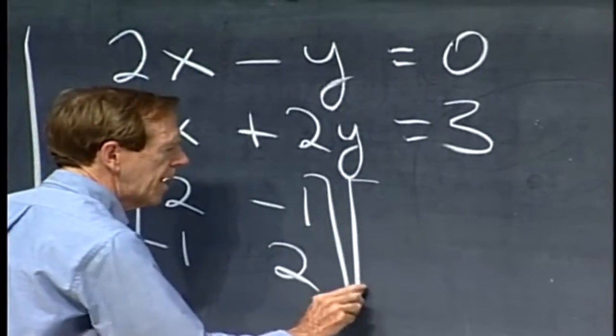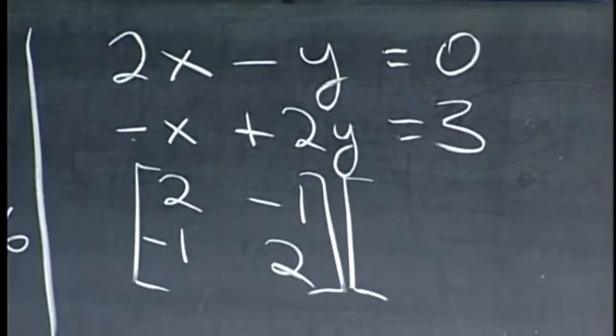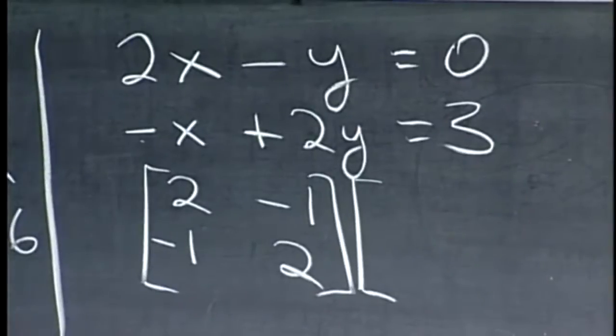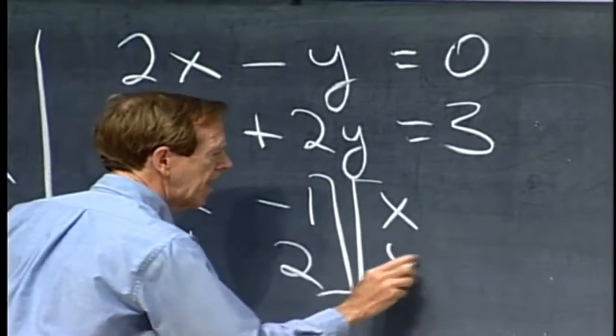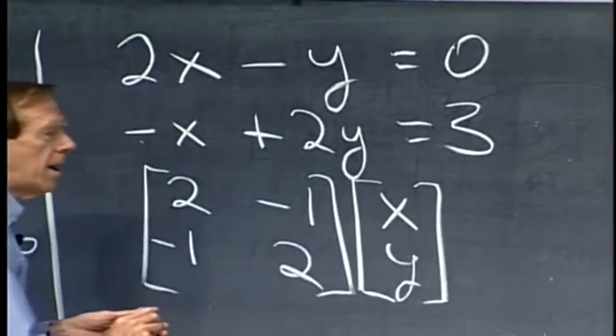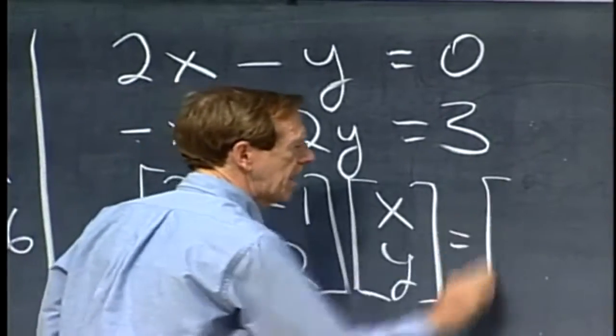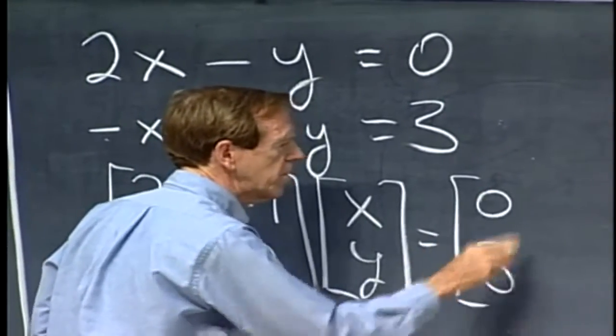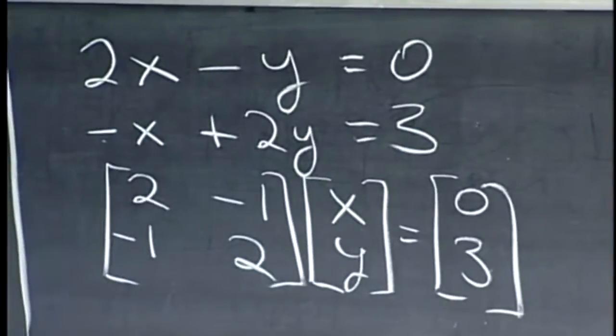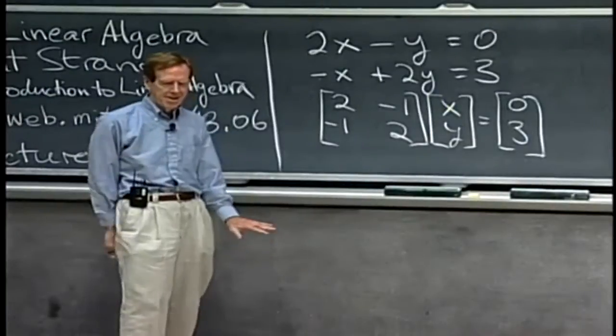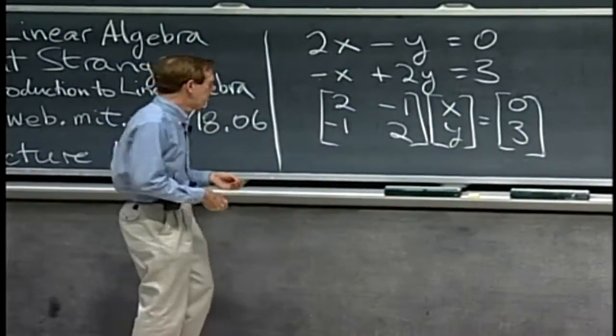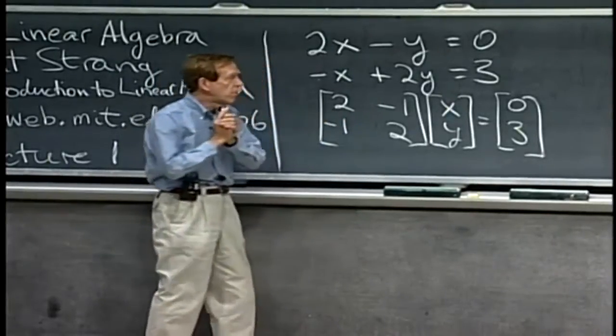And the unknown. Well, we've got 2 unknowns. So we've got a vector, x with 2 components, x and y. And we've got 2 right-hand sides that go into a vector 0, 3. I couldn't resist writing the matrix form even before the pictures.